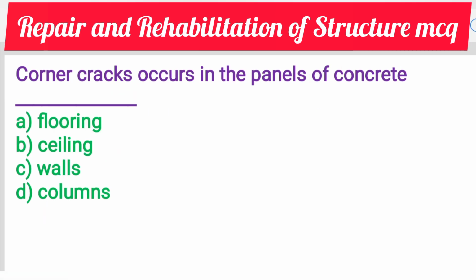Next question, corner cracks occur in the panel of concrete. Option A flooring, option B ceiling, option C walls, option D columns. So the correct answer is option A flooring.